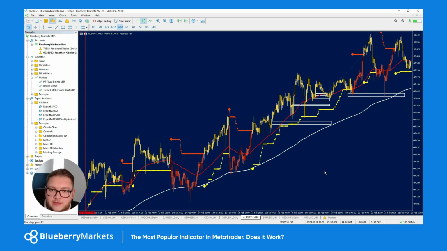Do I think this is probably one of the best tools out there? Probably not. It's a free indicator at the end of the day. But if you find that it's something that could help with you, maybe you should go and check it out. It's called Trend Catcher with alert on MT5.